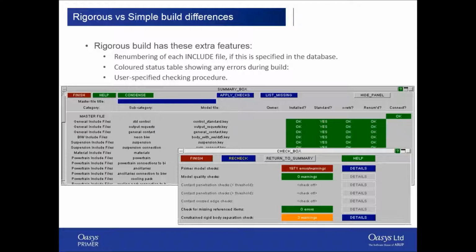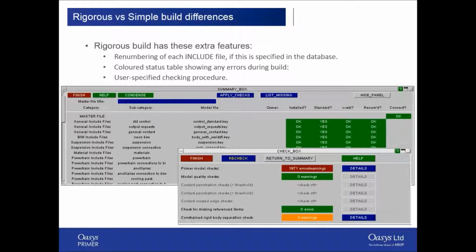So what does rigorous give you extra? It adds in renumbering for each include file. For each entry in the database, you can specify numbering ranges that you want to ensure the contents are renumbered to.